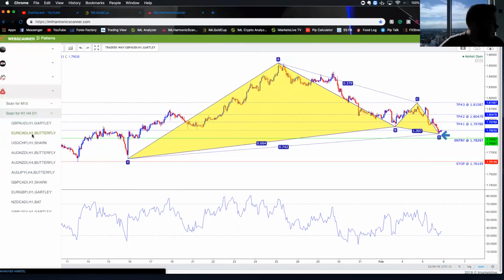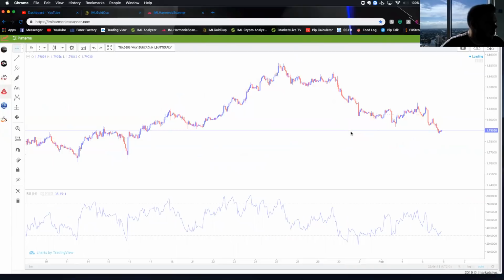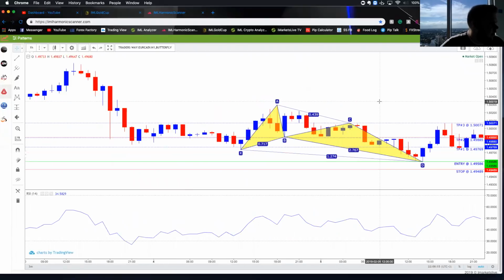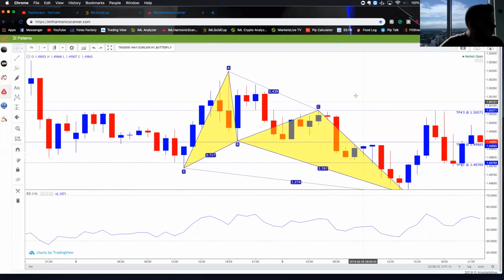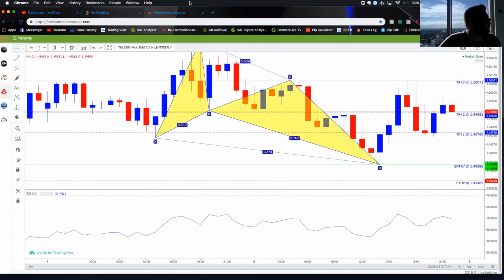Let's see what else. EuroCAD. What's EuroCAD got for us? Does it have a nice setup? It does. It has a decent little setup here. So let's see what this looks like. It's a little different looking one, but we're going to try to mark it up. Let's see what it can give us. So let's hop over here. For some reason, my TradingView disappeared, so I'm going to pop that up real quick.